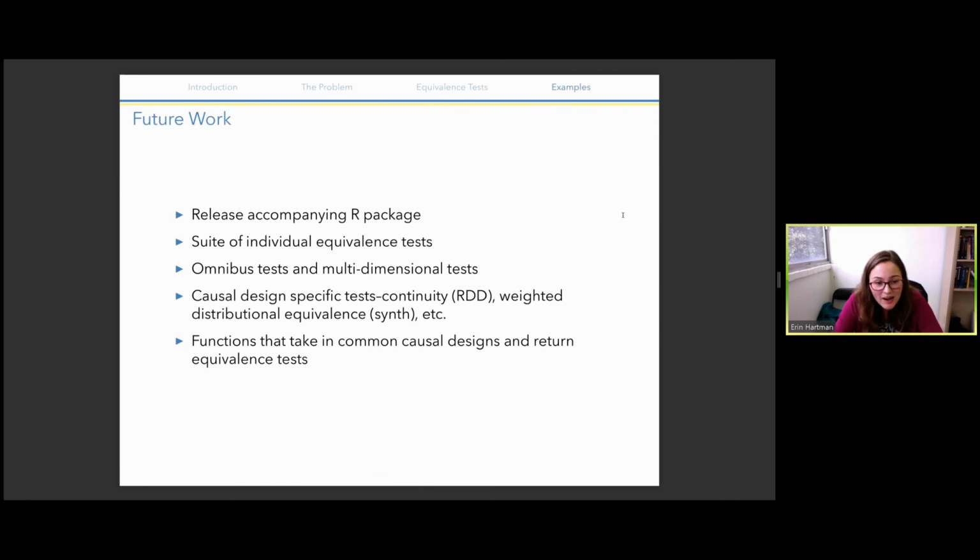We're working on an R package that will have a suite of all of these tests. We're looking at extensions to omnibus tests and multi-dimensional tests. We're looking for specific causal design tests, so tests for continuity, tests for distributional equivalence on pretreatment trends, and stuff like that that apply to each causal design. Hopefully that package one day will basically take in your causal design and return the appropriate equivalence test.